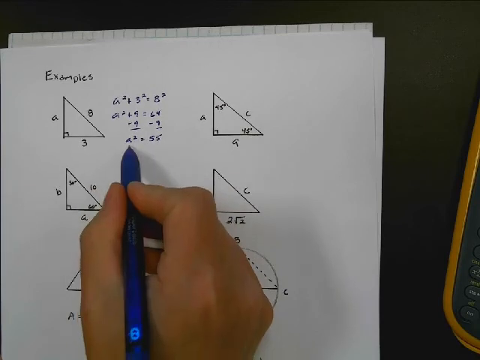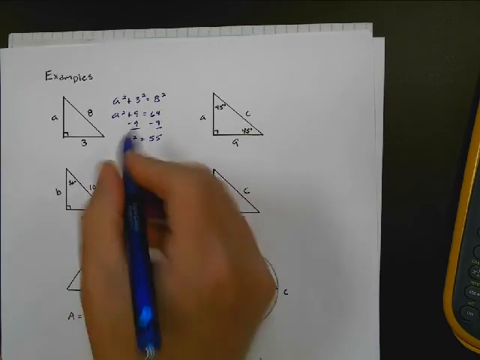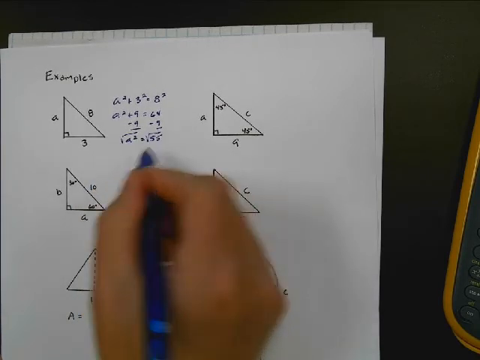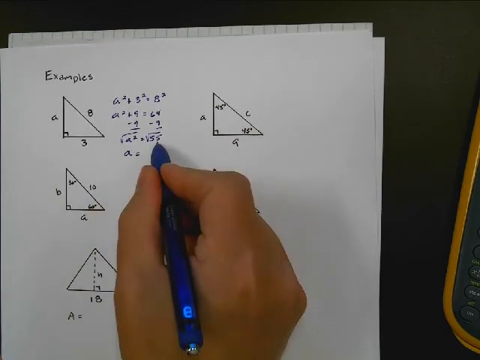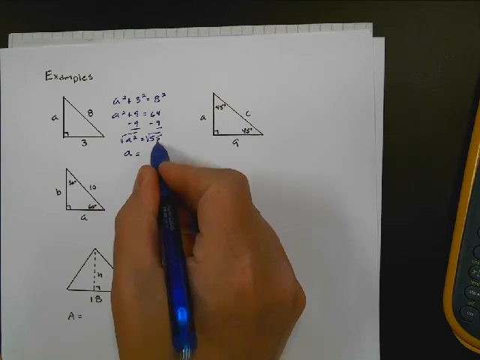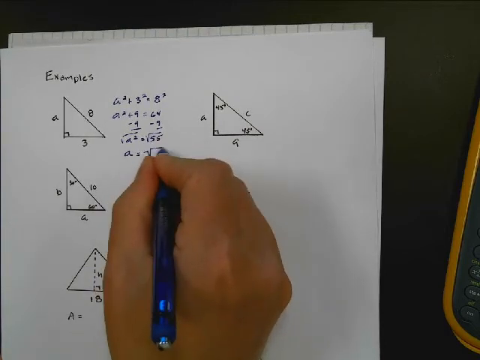Okay, how do we get a by itself when it's a squared? We take the square root of both sides. So the square root of a squared is a. And then over here, this is just 5 times 11. So there's no perfect squares inside of that. So we would just leave it as the square root of 55.